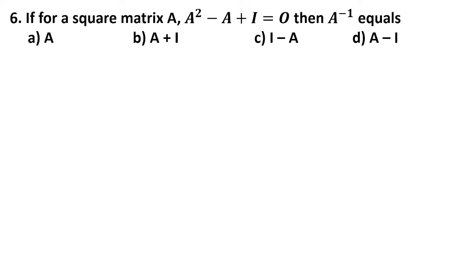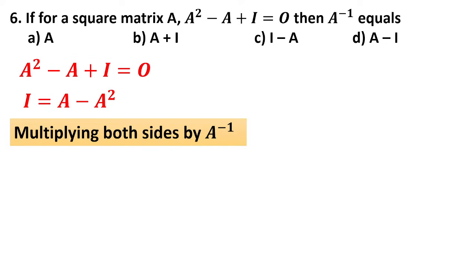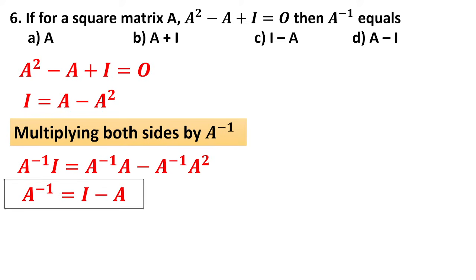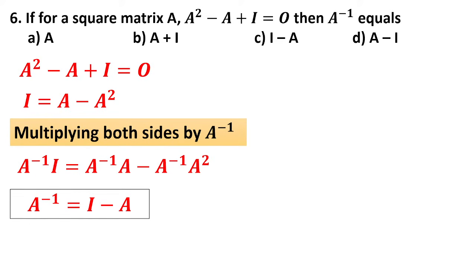Therefore, as usual, what you do, you know it. Start with the equation. Keep only identity on the left hand side, push everything to the right hand side. Then multiply both sides by A inverse. Remember, either right side or left side. Left side: A inverse into I is equal to A inverse A minus A inverse A square. What is A inverse I? It is A inverse only. A inverse A is I. Then A inverse into A square is A. All of you know it, this is a very simple one. Therefore, A inverse is I minus A, which is option C.